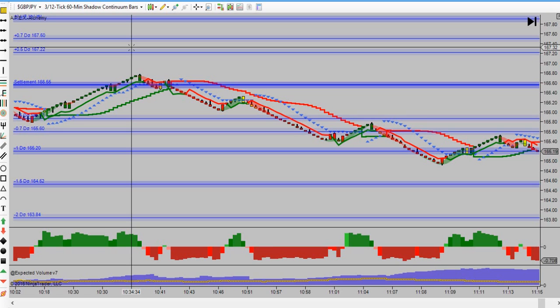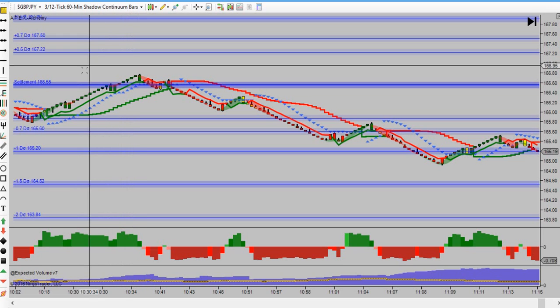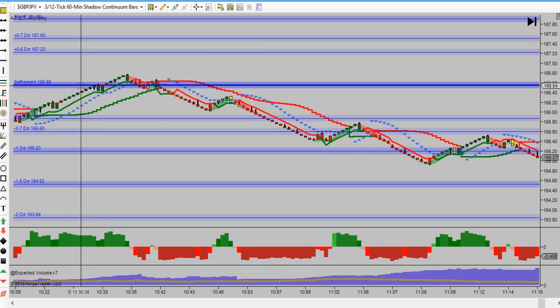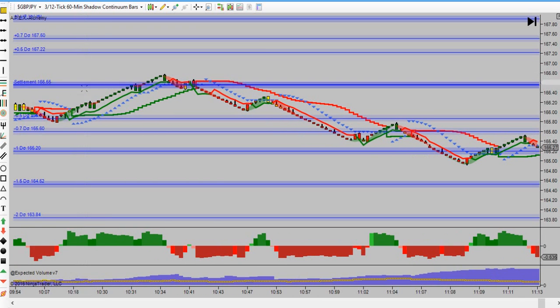In a nutshell, on 70% of days, the market will move 1 deviation. If the market does move 1 deviation, there's only a 33% chance that it will go to 2 deviations. And if it gets to 2 deviations, only like a 0.3 chance of it going to 3 deviations. Just kind of gives you an expected move of the market.